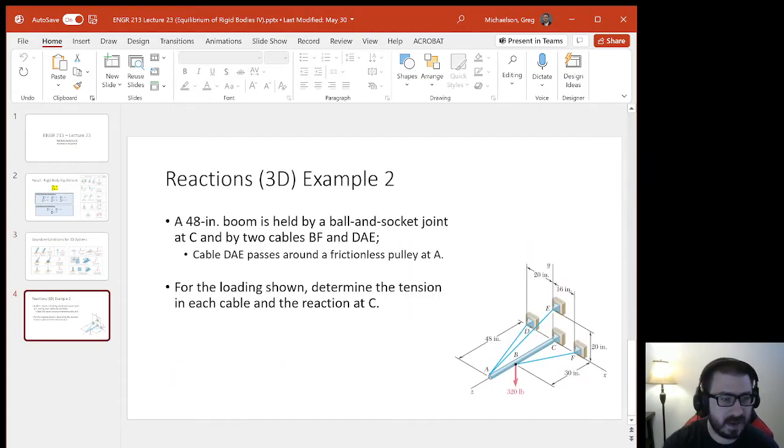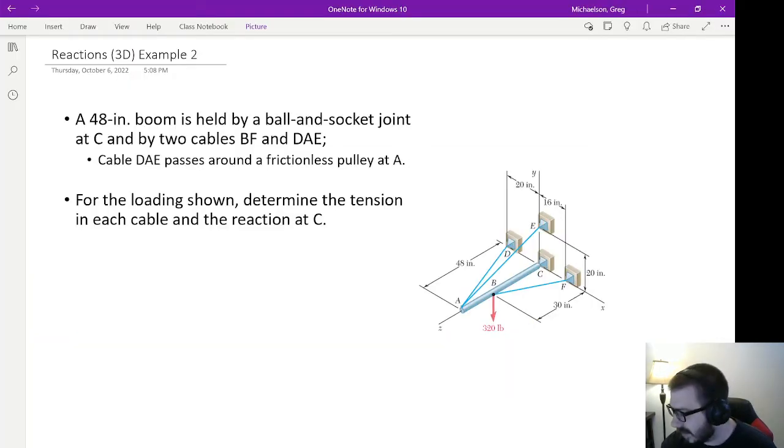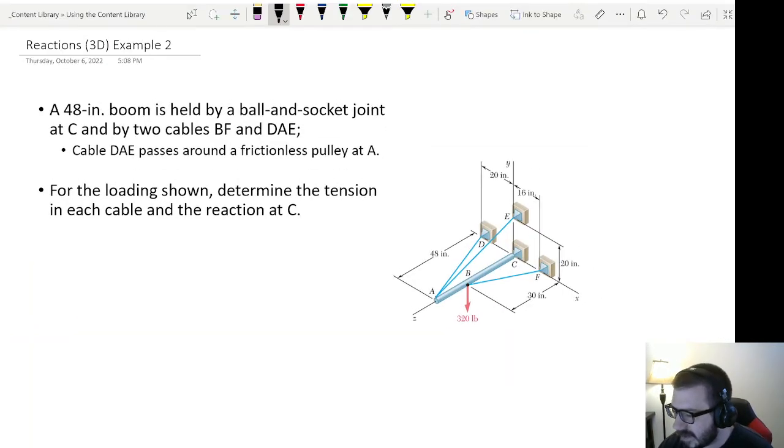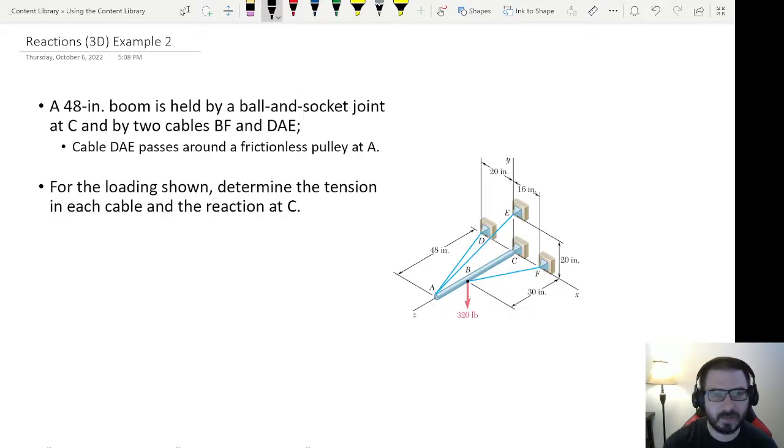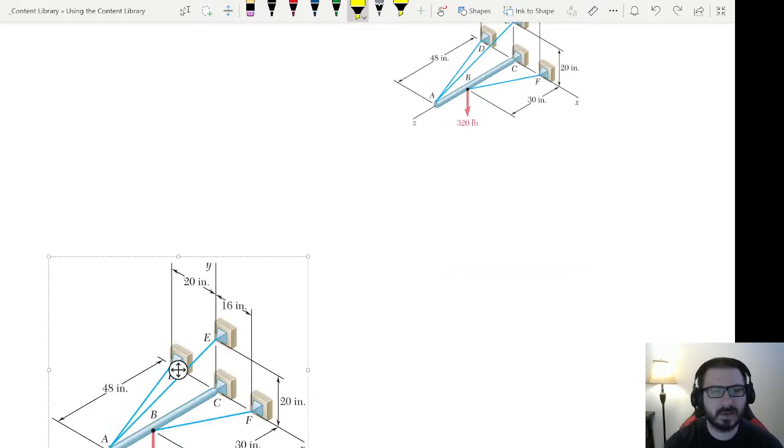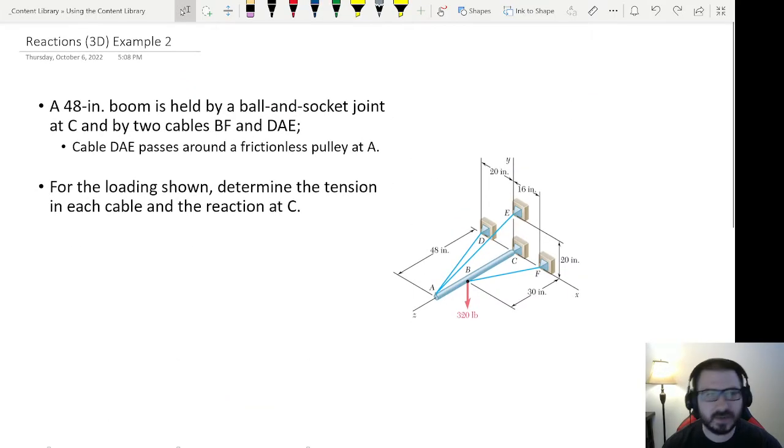I'm going to go ahead right now and just switch right to the notebook so we can get right into this. So we have here a 3D problem. And we have a 48-inch boom. That's this boom AC. So maybe I'll highlight the boom in question just to make sure that we're all seeing the same thing. So there's the boom. Let me get rid of that and scroll that back up. So here's the boom, and it's being held by a ball and socket joint at C. And it's being held by 2 cables. We'll call that BF, and we'll call that DAE.